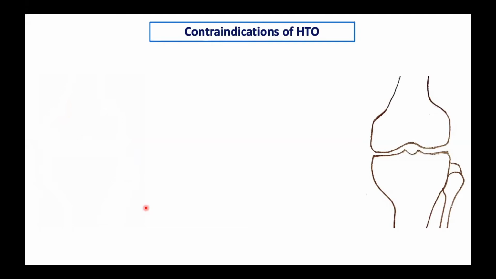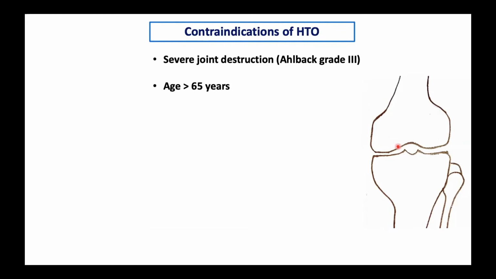But of course, there are certain contraindications of high tibial osteotomy. If the joint destruction is very severe, and not only the medial compartment but also the lateral compartment has been affected, then this is not a good candidate. This is the Ahlbäck grade 3 osteoarthritis. And if the patient is more than 65 years of age and has cartilage damage in almost the entire joint, we don't want this patient to undergo high tibial osteotomy.